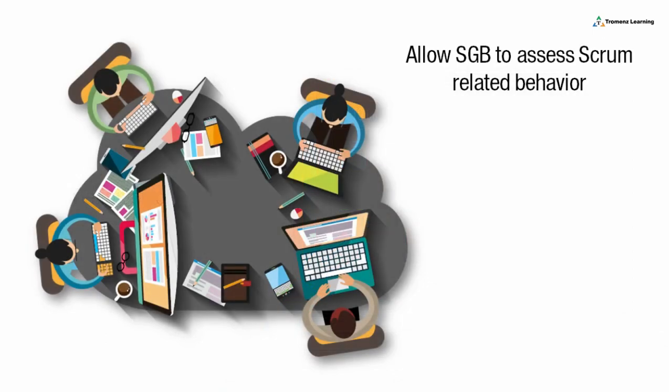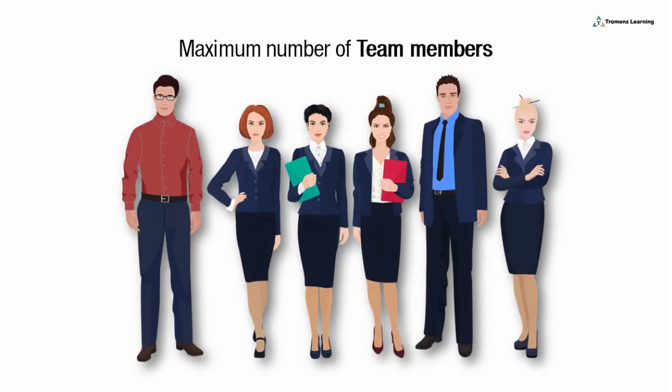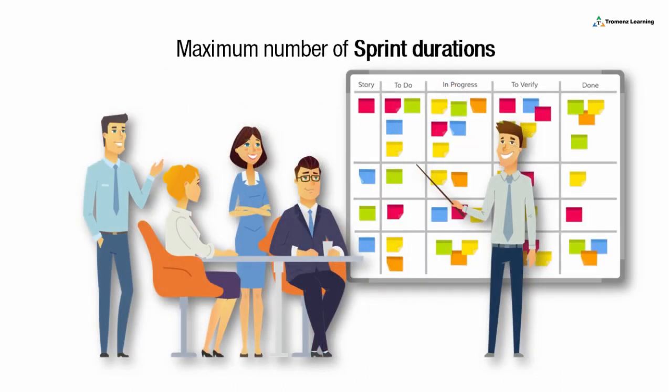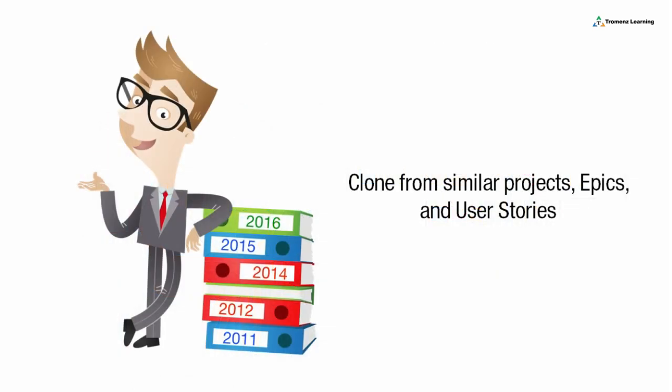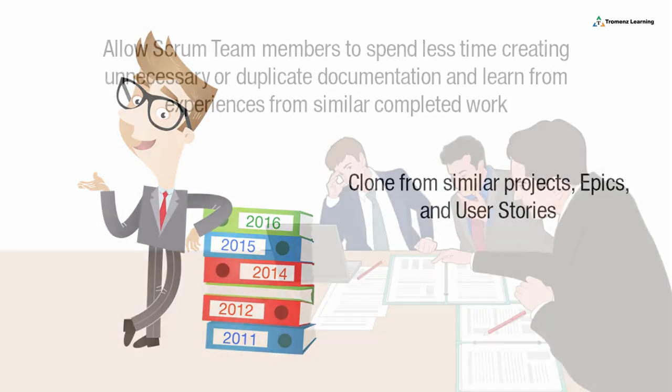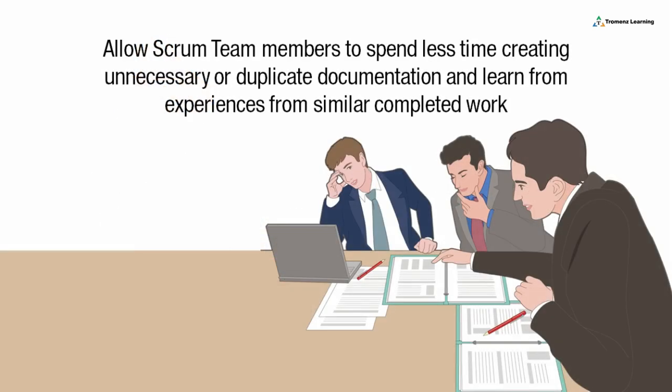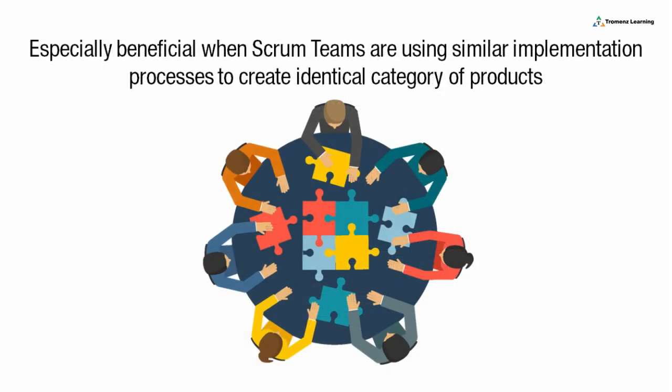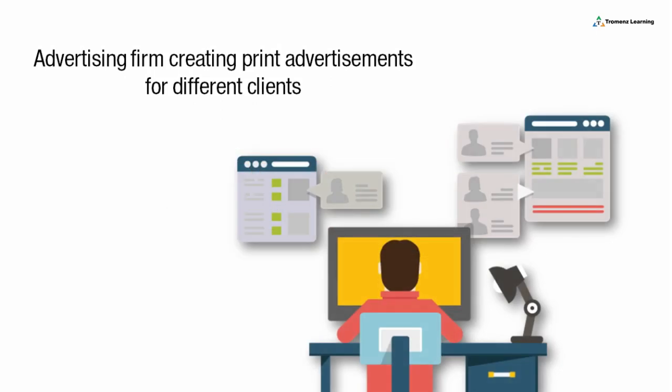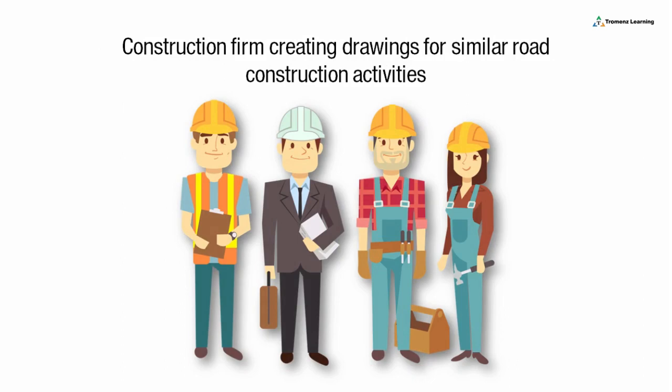Allow the Scrum guidance body to access Scrum-related behavior, such as maximum number of team members, sprint durations, and so on. And clone from similar projects, epics, and user stories. This will allow Scrum team members to spend less time creating unnecessary or duplicate documentation and learn from experiences from similar completed work. This is especially beneficial when Scrum teams are using similar implementation processes to create identical category of products. For example, an advertising firm creating print advertisements for different clients, a construction firm creating drawings for similar road construction activities, and so on.